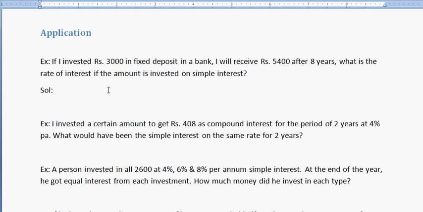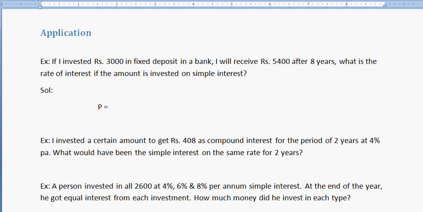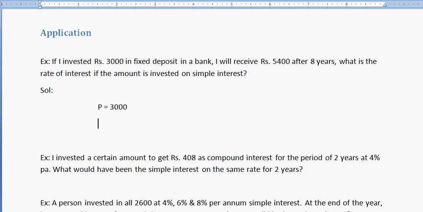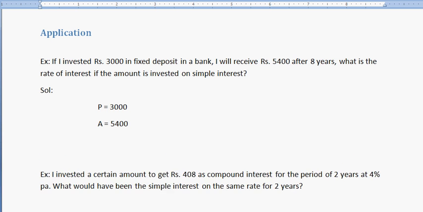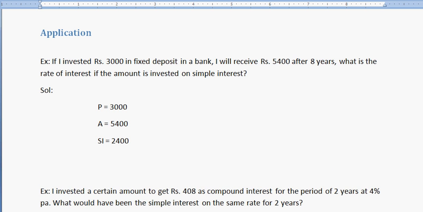So let's see how to solve it. I invested 3000, which means P is equal to 3000, and I received 5400, which means A is equal to 5400. It is invested at simple interest, so the simple interest is my amount minus principal, which is equal to 2400. The time period is 8 years. So we have to find R.